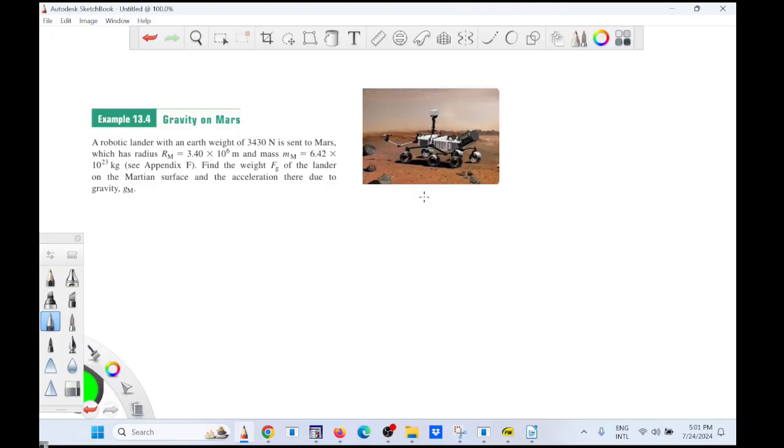So this one is easy because it's just applying the definition. The gravitational force is going to be equal to the constant, mass 1, mass 2, and the distance between their centers. G is very small. G is 6.67 times 10 to the negative 11.